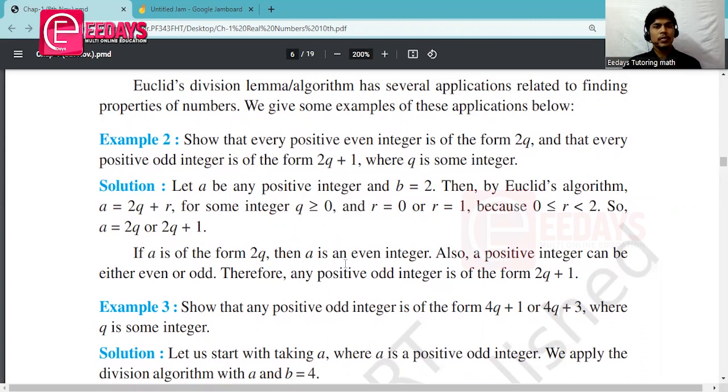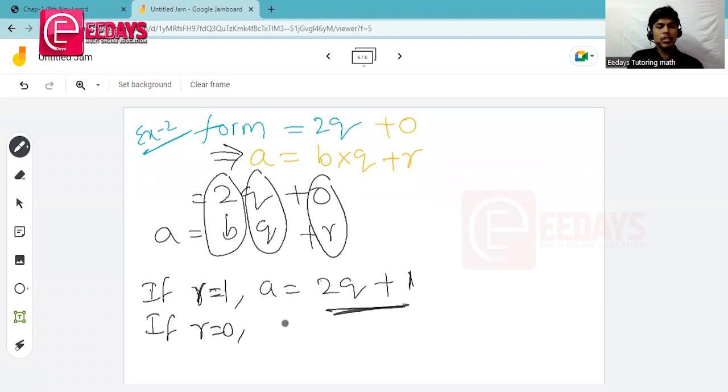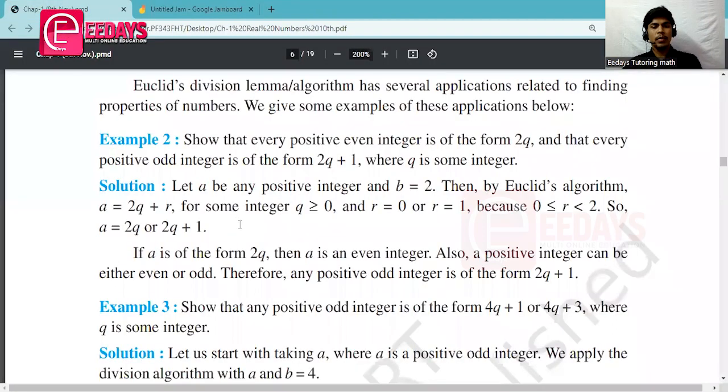I hope everyone understood. Only thing is you just compare with that, guys. They gave 2q as the question. If you compare with the Euclid division lemma, a is equal to bq plus r, now I compare like this: in the place of 2, b is there, in the place of q is there, in the place of r, 0 is there. Okay, that's why now if r is equal to 1, this is the condition for this case. If r is equal to 1, remainder is 1, so we'll get a is equal to 2q plus 1. If r is equal to 0, you'll get a is equal to 2q plus 0. That is a is equal to 2q. Hope you understand the example.